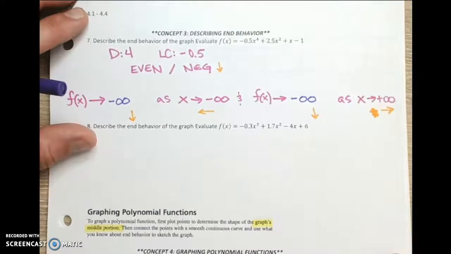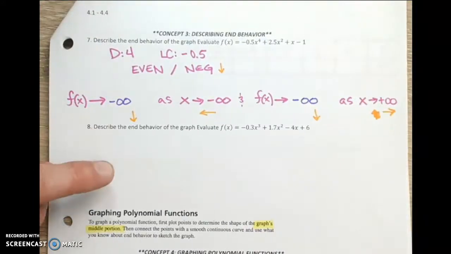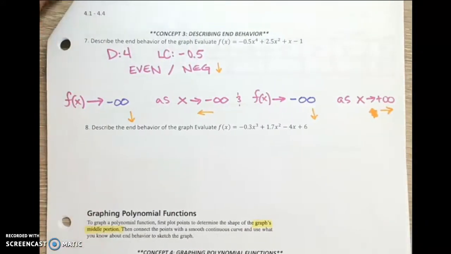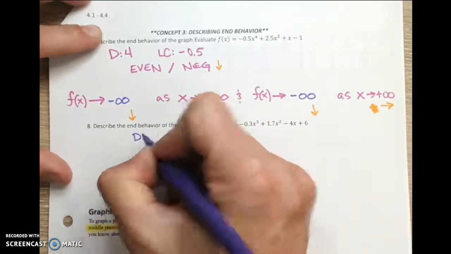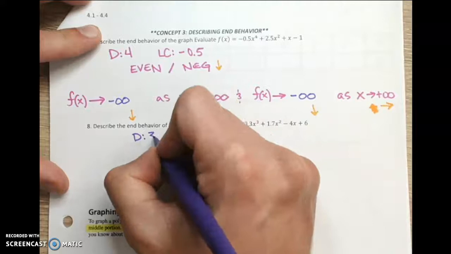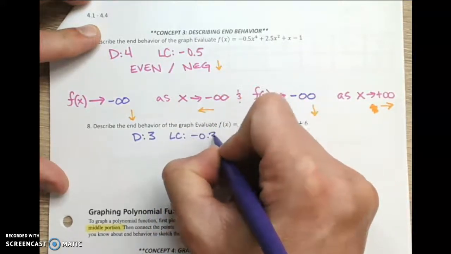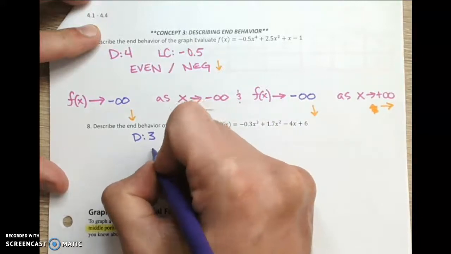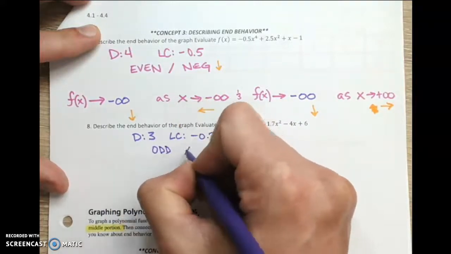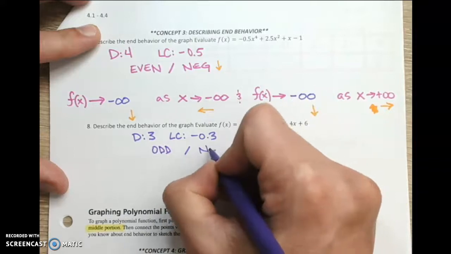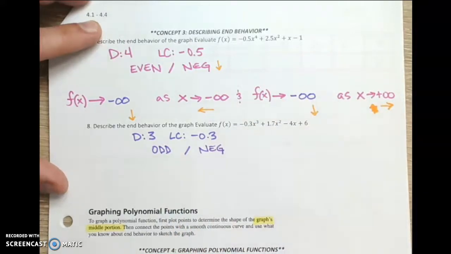Okay, that's what's happening. I'm going to walk you through this next one. If you want to pause and try on your own, perfect, go for it, but I'm actually going to do it for you. So here we go. Same idea. Degree is what? Well, it is 3. Lead coefficient is negative 0.3. What do I need from that? Well, the degree is odd. The lead coefficient is negative. Odd negative is what I want.